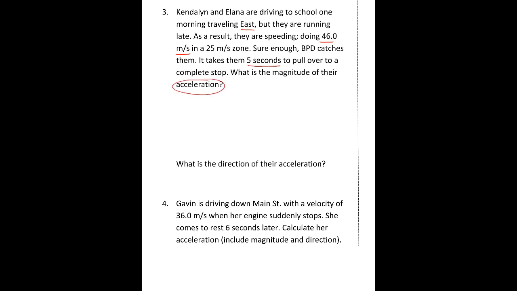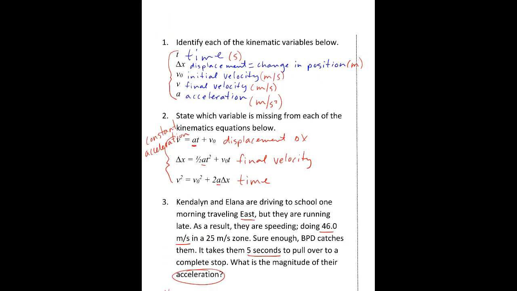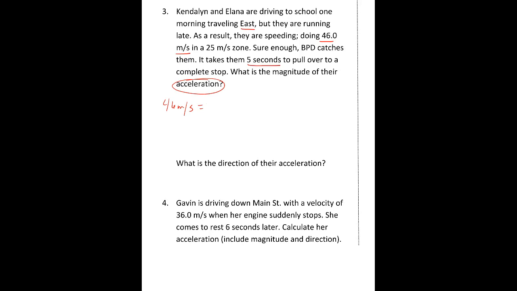So what they want me to find is the acceleration. The first step to solving any physics problem is identifying your knowns, and 46 meters per second is a known, and I'm going to identify that as a variable. What variable? Well, I'm going to pick one of these from the list in number 1. And 46 meters per second is their starting speed, so I'm going to label that as v naught.